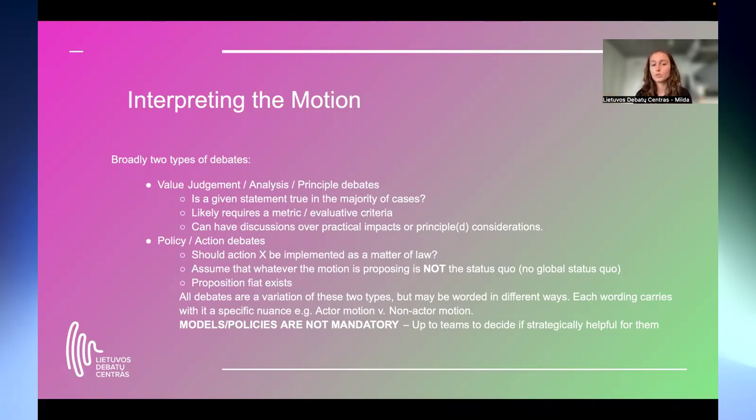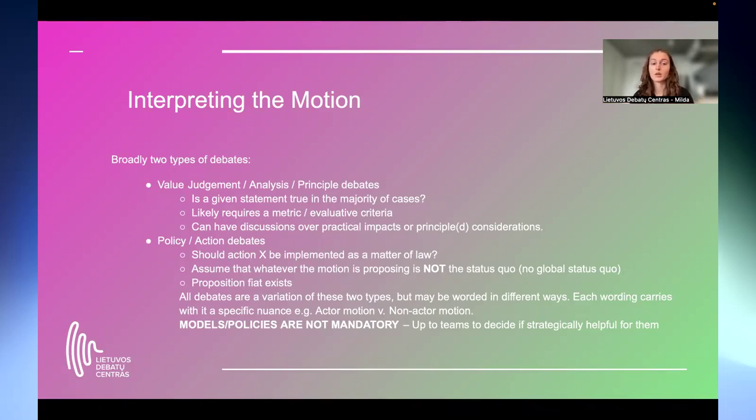So you have to assume in these kind of motions that whatever the motion is proposing is not the status quo, basically, because the team that is on the affirmative side, the proposition, what you learned last time, is always kind of trying to change the world and explain how they will change that. And proposition fiat exists. I will explain what that is in the next slide. So all debates are a variation of these two types, but maybe worded in different ways.